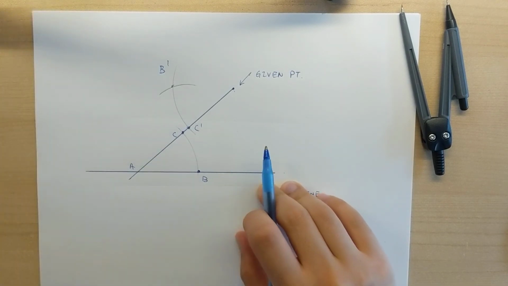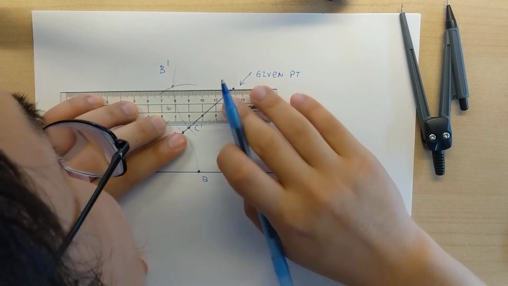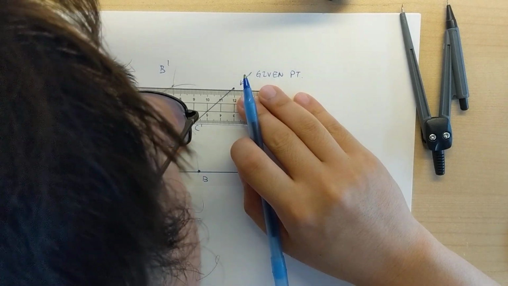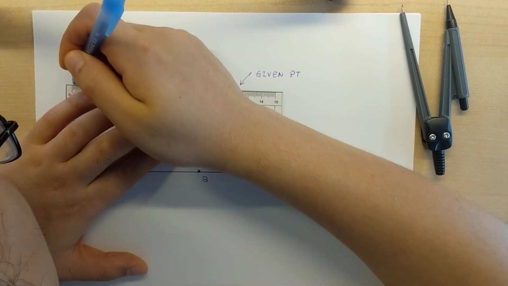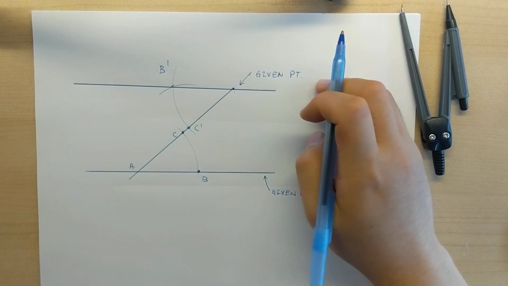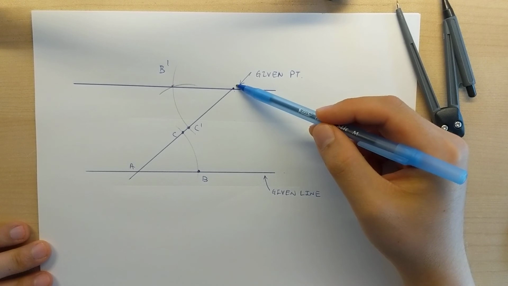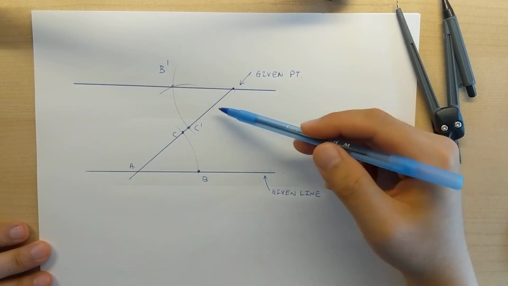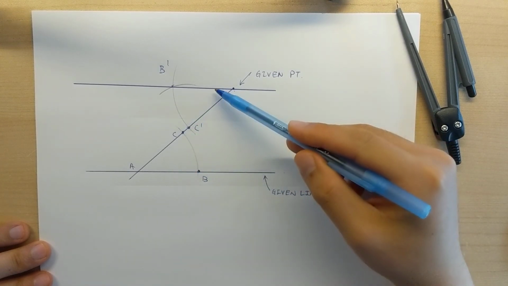So that's essentially it. All I got to do now is take my straight edge, connect the 2 points, and I've accomplished what I set out to do, which was to draw a line passing through this point parallel to the given line. And it's got to be parallel because these two angles are congruent. Alternate interior angles are congruent.